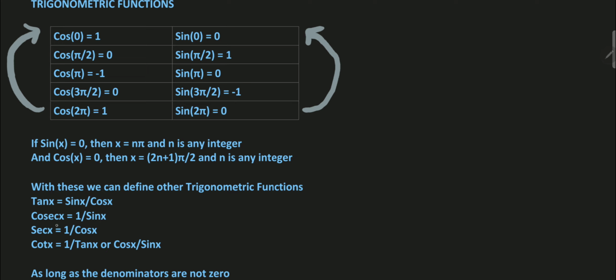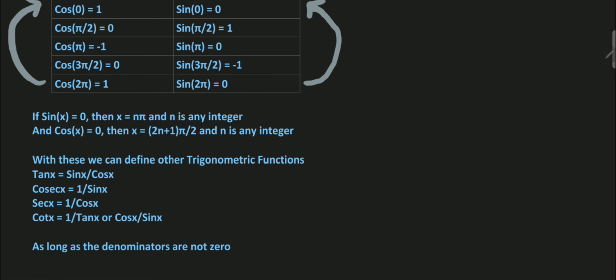With this we can derive other trigonometric functions also, where tan x is equal to sin x by cos x, and cosecant x is equal to the inverse of sin x, and secant x is the inverse of cos x, and cot x is the inverse of tan x or cos x by sin x, as long as the denominators are not 0. Whatever the denominators mentioned here, as long as they don't result in 0, with sin and cos only we can arrive at all the remaining other functions.